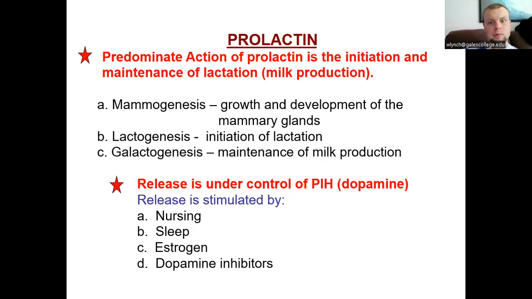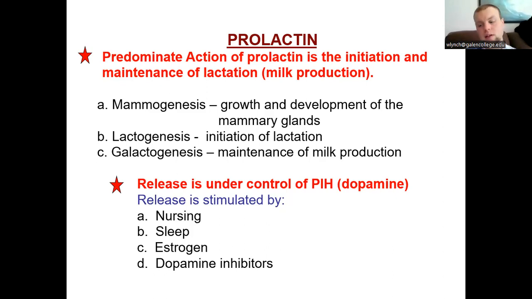It's under the control of dopamine, right? So prolactin inhibiting hormone is going to be the predominant regulator here. The release is going to be stimulated only by a few things, and those are usually going to be during childbirth and after the short period of infancy. It's going to be nursing, all right? So when you have the suckling response, a baby that is constantly being breastfed, the nursing response is going to stimulate prolactin release.